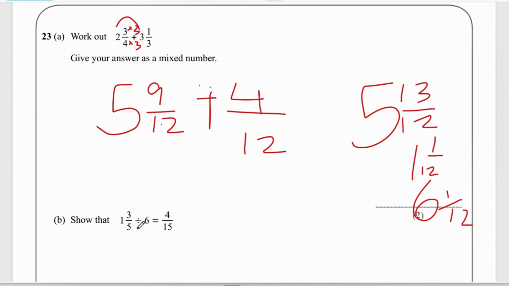Okay, show that this is this. Now, when you're dividing, keep change flip. 1 3 over 5 will give you 8 over 5 times. Now, that's 6. You're going to flip it. In division, you flip the one on the right. So the 6 is 6 over 1. When you flip it, it becomes 1 over 6. So you have 1 over 6 here.